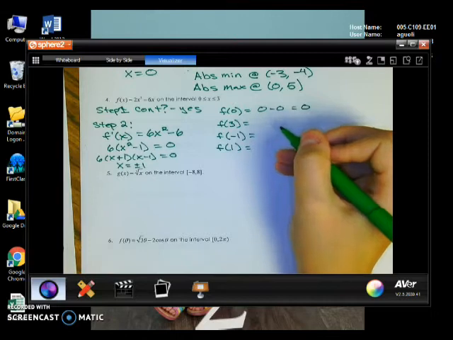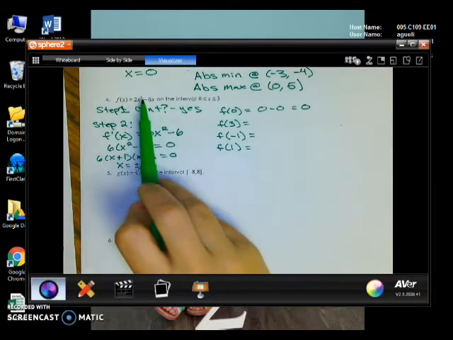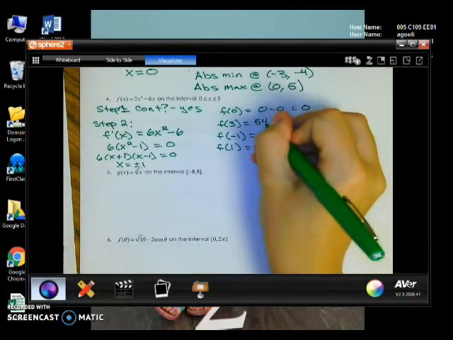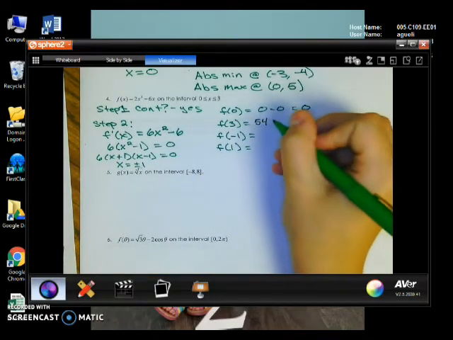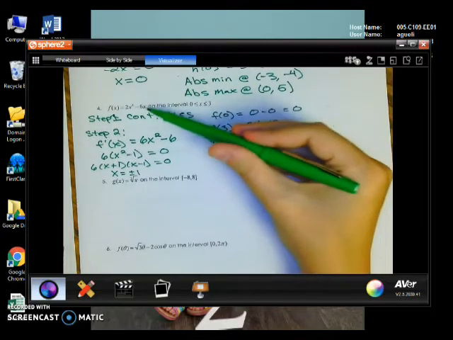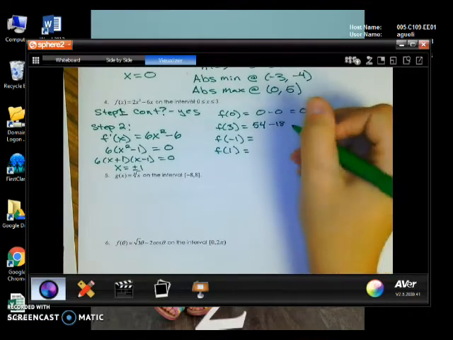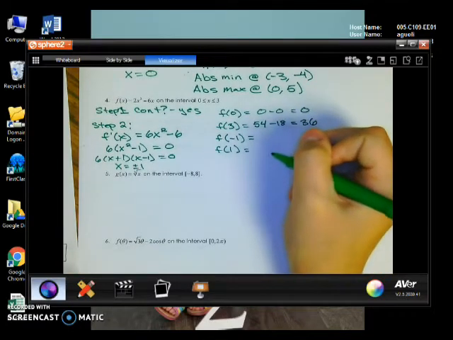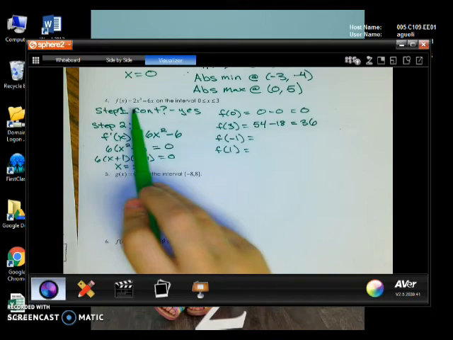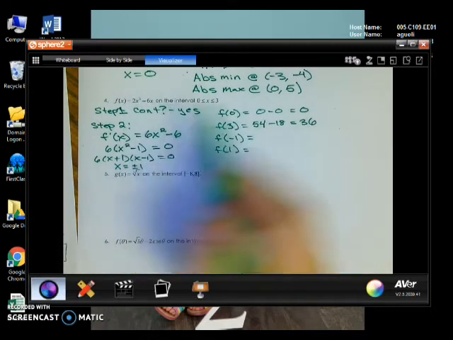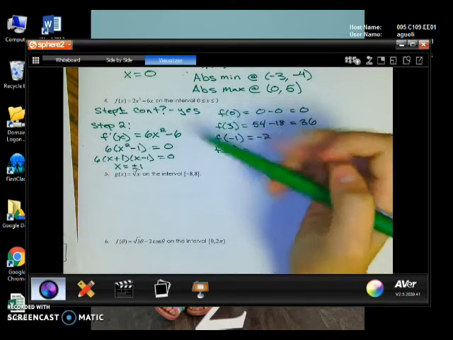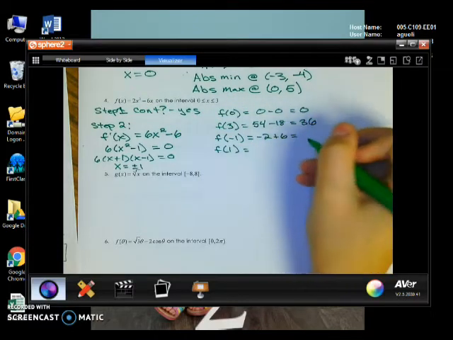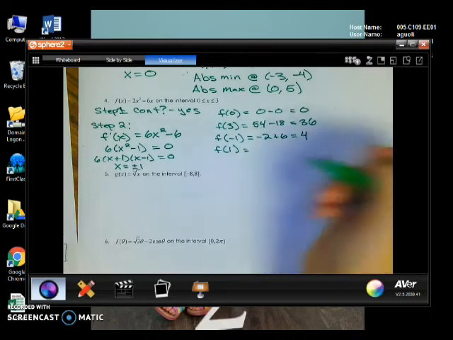When I plug in a 3, let's see, that'll be 3 cubed, 27 times 2, so that'll be a 54. And then minus 18, because 3 times 6 is 18, negative 18 will be that. So that'll give me a 36. And when I try to plug in a negative 1, negative 1 cubed will be negative, so that'll be a negative 2. And negative times negative will be a positive 6. So that's going to give me a positive 4 there.